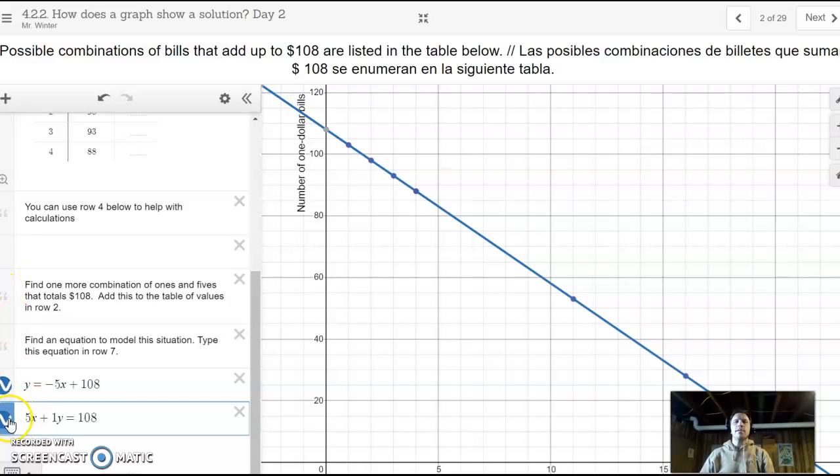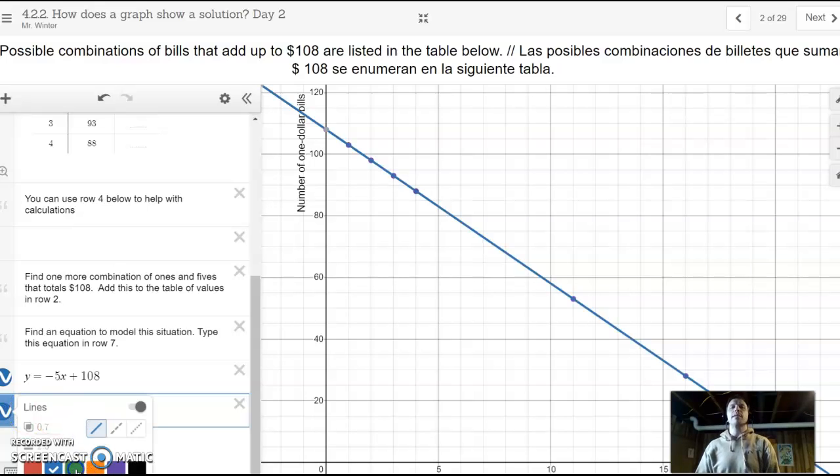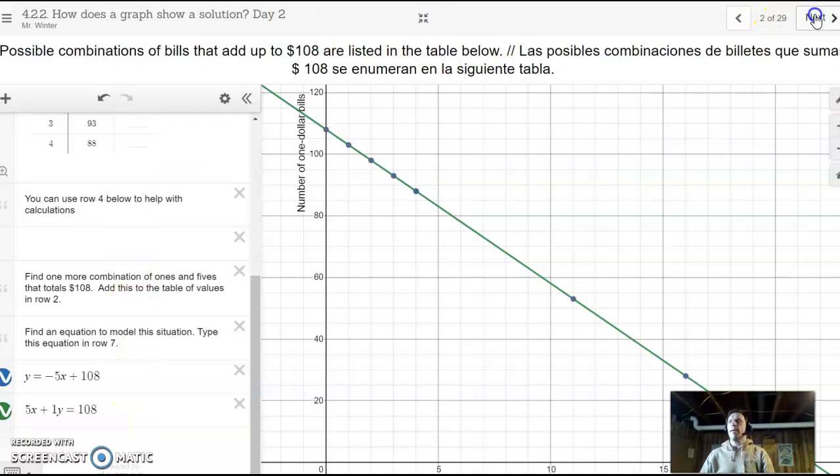And if you notice, I'm going to change this color just so you can see it. If I change that color to, say, green, notice it's the exact same line. Okay, that blue line and the green line are the same. Right? So that's two forms of the same equation. So take a moment to think through that. It's pretty powerful stuff. All right.